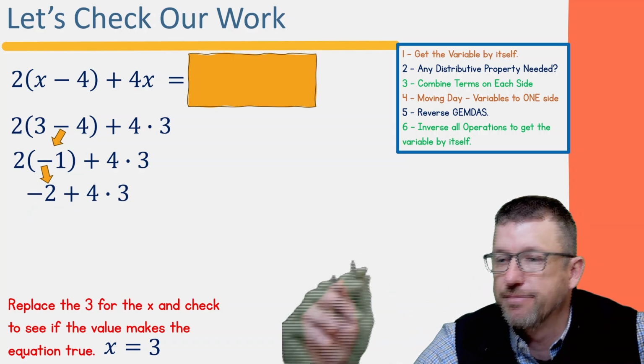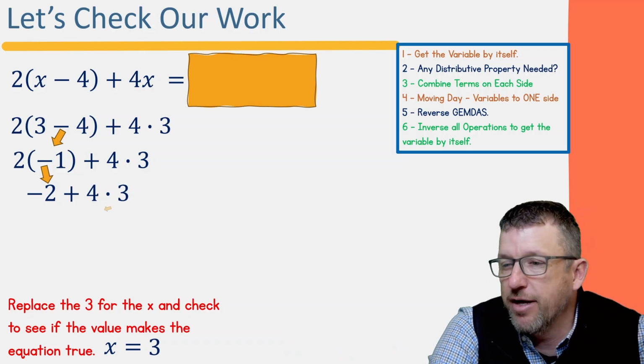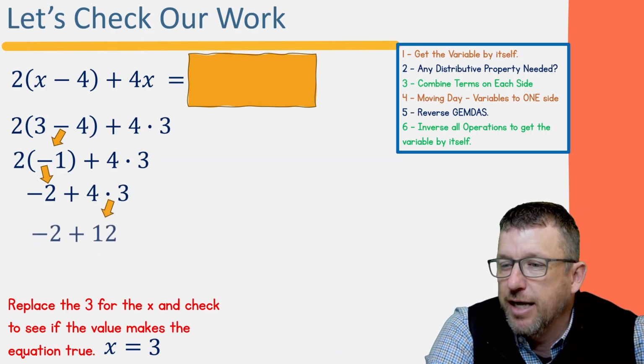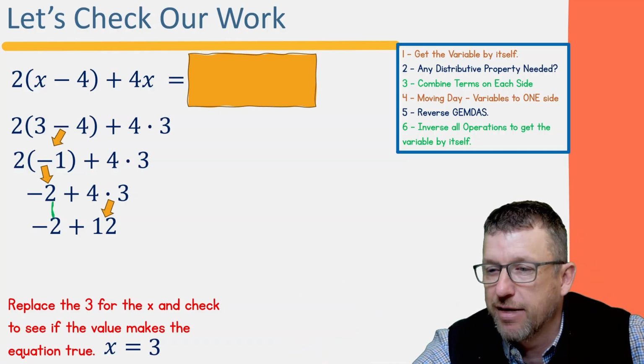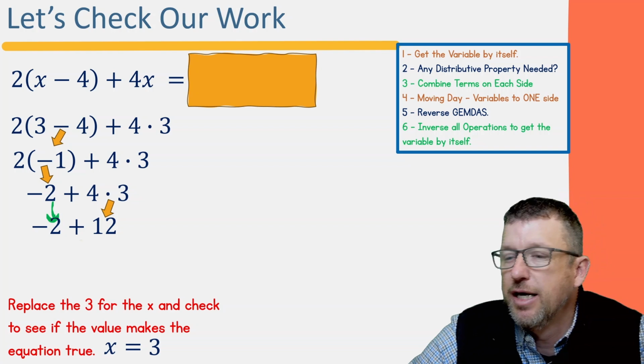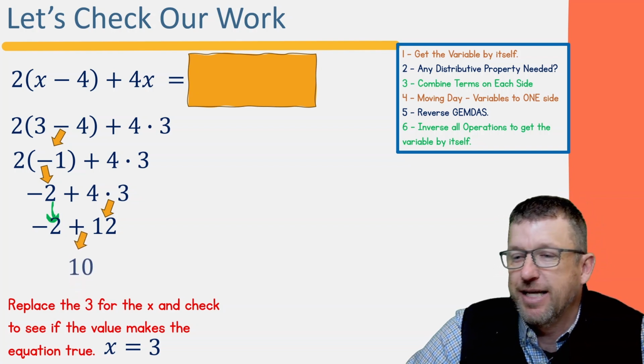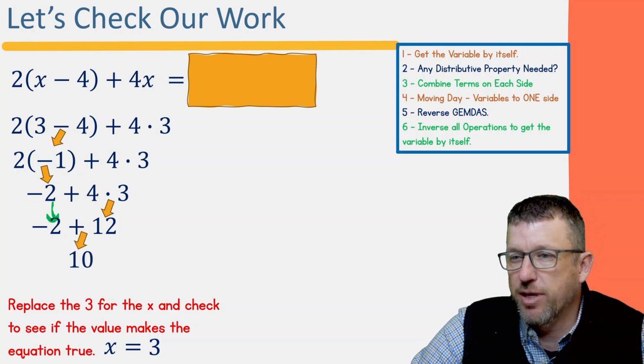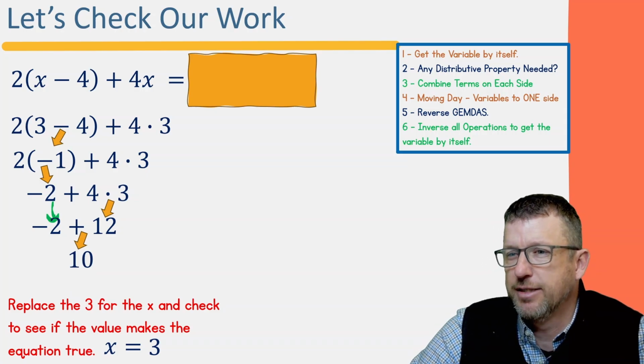What's the next thing we're going to do? We're going to do multiplication again because we have another one. What's 4 times 3? That's 12, and we just brought the negative 2 down with it. And now we're at our final step. We just have negative 12 plus 2, and that equals what? That equals 10. Okay, so we plugged in the value of x, which was 3, to get that.